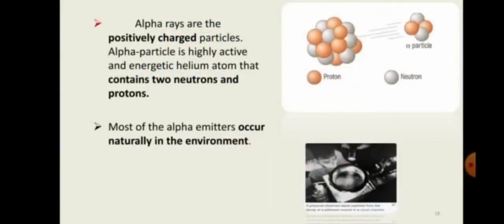Alpha particles were discovered by Ernest Rutherford. Alpha rays are positively charged particles. They are highly active and energetic helium atoms that contain two neutrons and two protons. Most of the alpha emitters occur naturally in the environment.